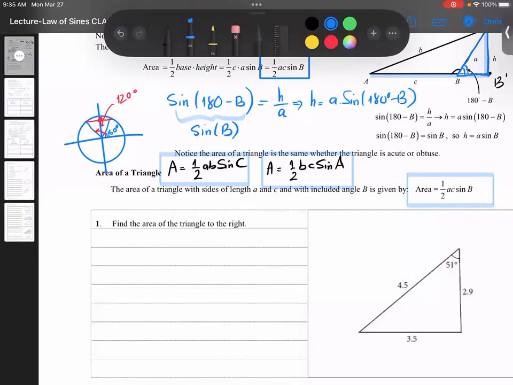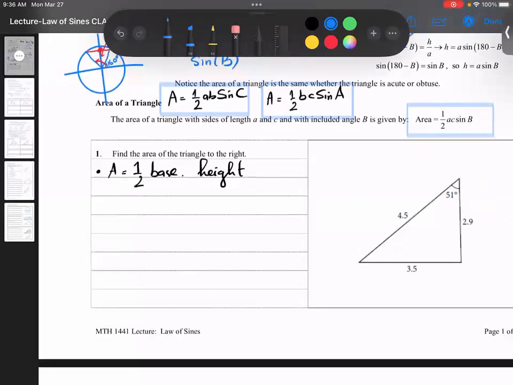Let's take a look at number 1. Find the area of the triangle to the right. Again, I'm going to use the original one, which is A equals 1/2 base times height. I just want to check if they're the same thing. And then the other one I would use is A equals 1/2 AC sine B. Now you can use any formula that I highlight in green, maybe I'll make it in blue.